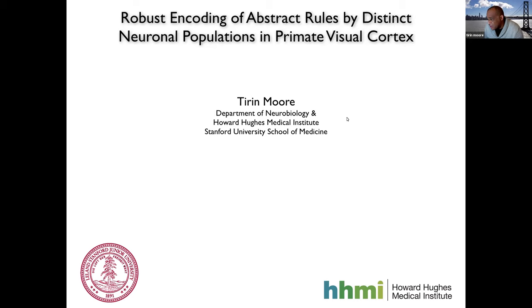All right, so today, or I guess your afternoon, I want to talk about a few things, but I will focus on some recent set of observations that we made unexpectedly within macaque visual cortex. Specifically, I'll focus on some surprising evidence, really surprising to us, that abstract or task rules are encoded by distinct populations of neurons within visual cortex.